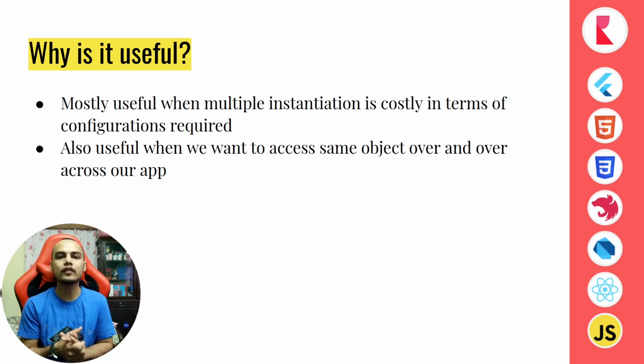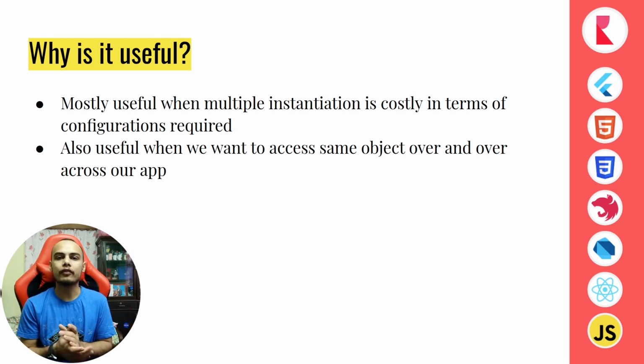Another useful case is when we want to access the same object over and over across our application. For example, if we have a logger or an error reporting service, we do not need to configure it again and again. We configure it once and we can use the same instance everywhere in our application.